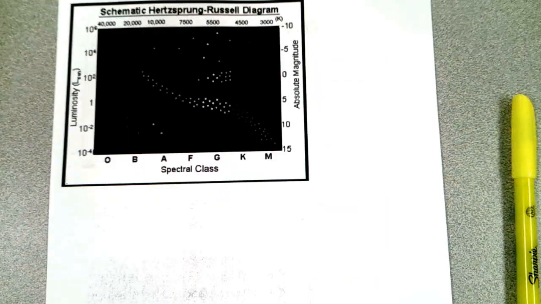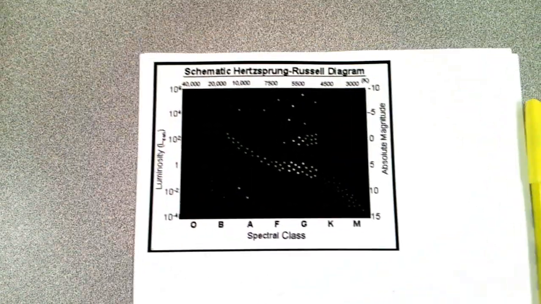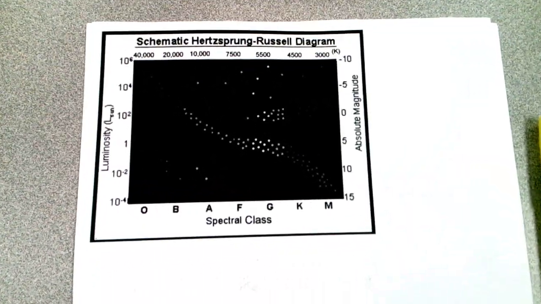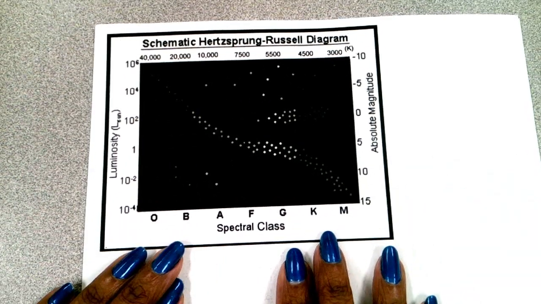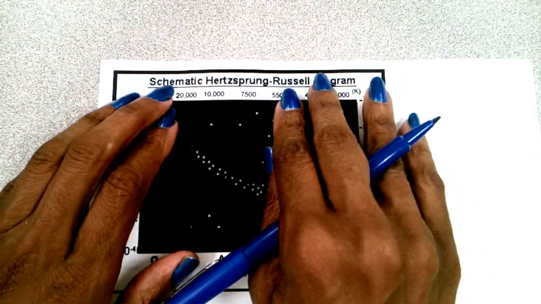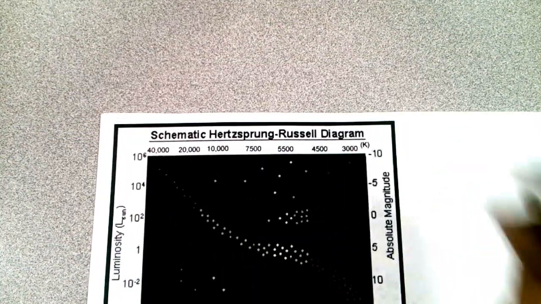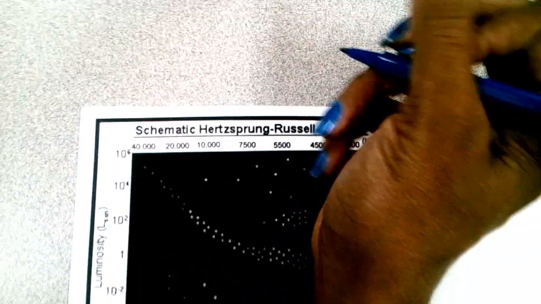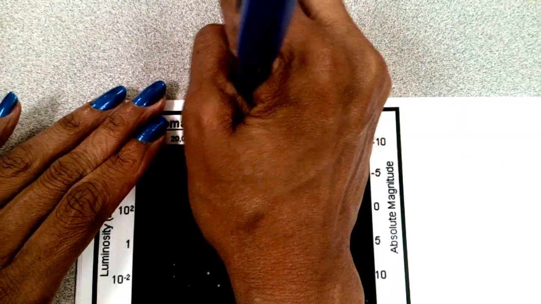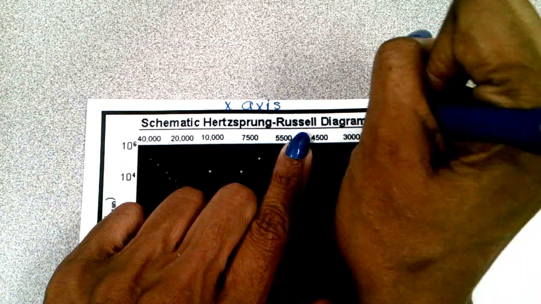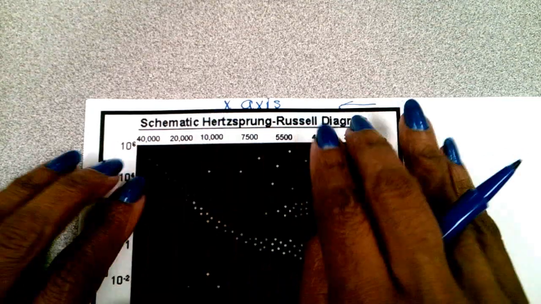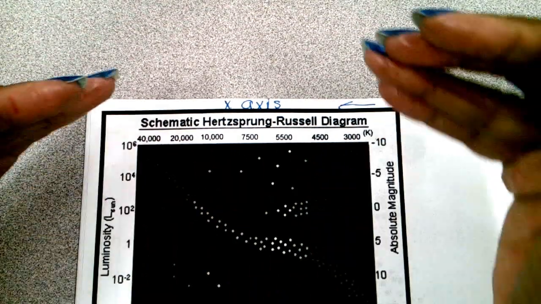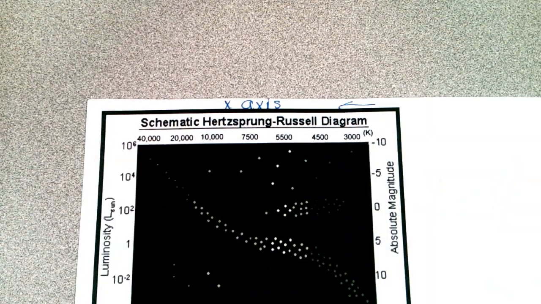All right, let's look at another HR diagram. All right, now on this HR diagram, your spectral class is at the bottom, your temperature is at the top. But if you look, this is still your x-axis, and your temperature still increases as you go from right to left. Your temperature is still increasing. It's just at the top, not at the bottom.